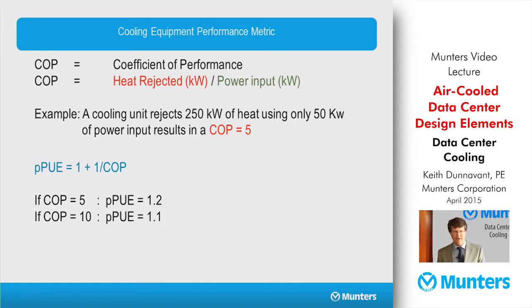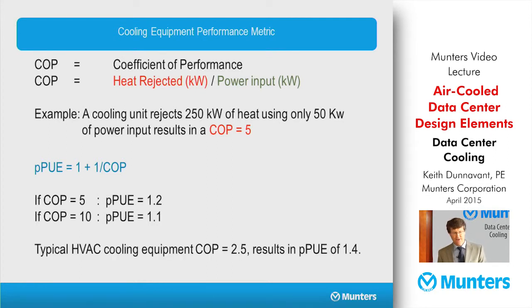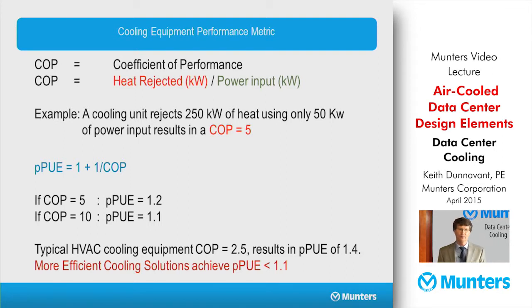Lower is, of course, better as a PUE. Typical HVAC cooling equipment today has a COP of about 2.5, and this results in a partial PUE of 1.4. More efficient cooling solutions today have partial PUEs less than 1.1.